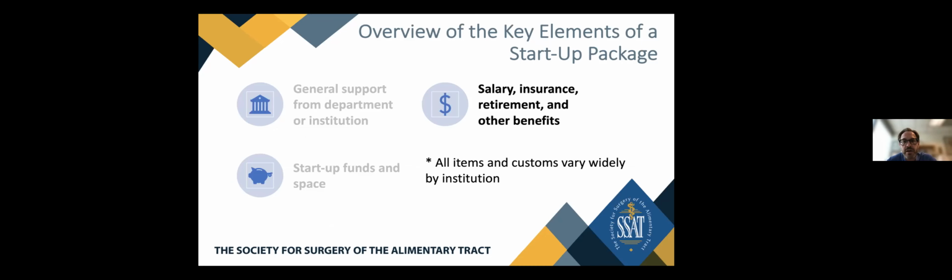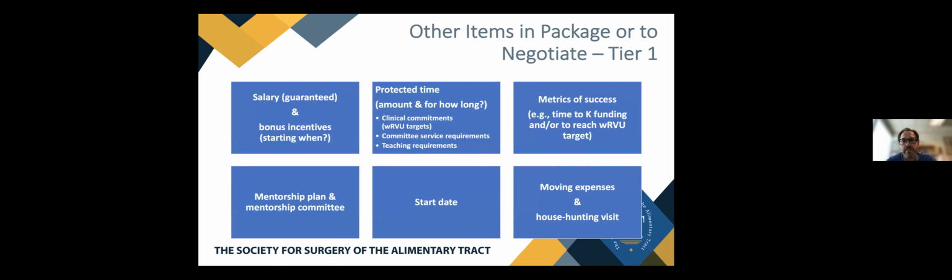The last part I'll mention here is the key elements of a startup package: the salary, insurance, retirement, and other benefits. I've tiered these into two tiers. Tier one is obviously salary, and you need to ask about what is guaranteed versus how much is dependent upon your clinical volume or your research volume. The other aspect of salary that should be defined in your negotiation is whether there are bonus incentives, and if not within the first couple of years, when do those potentially start?